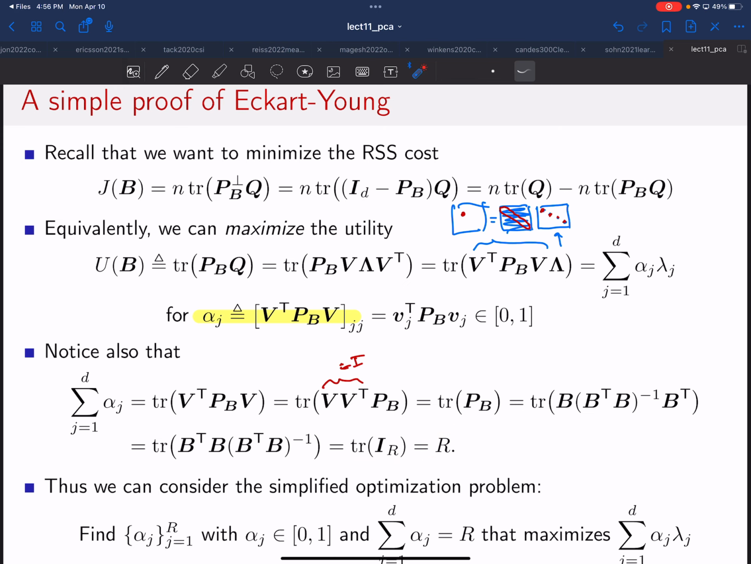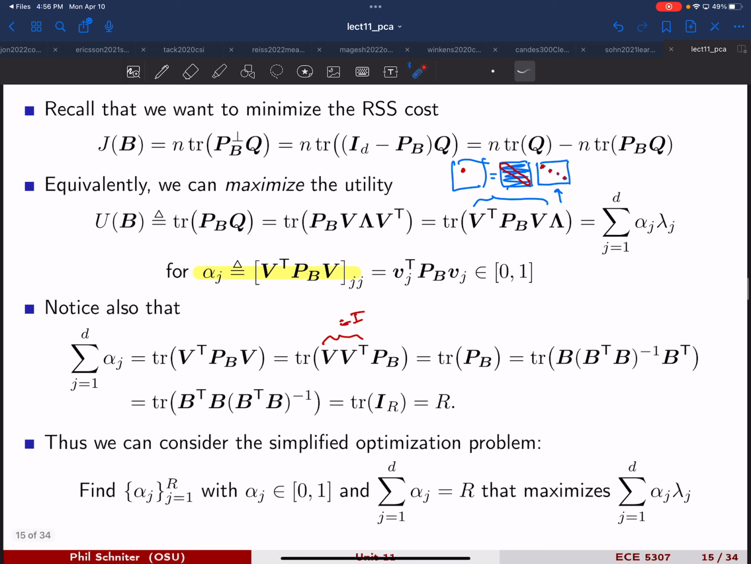Okay, so we're almost done. We have this interesting optimization problem that actually no longer involves any matrices at all. So we want to find some alpha j's, and these alphas are between 0 and 1, and they sum up to R. We want to choose them to maximize this. So these lambda j's are fixed. Got them when we did the eigenvalue decomposition. We want to design the alpha j's to maximize this.